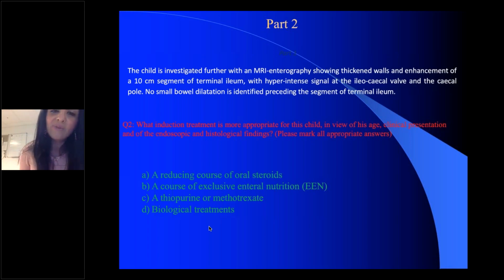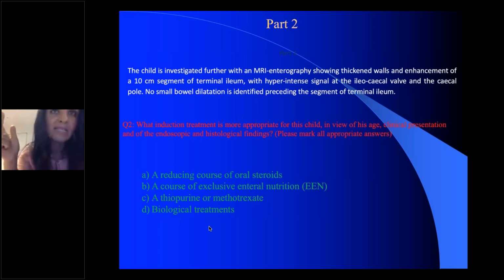And remember, I put in view of the age, in view of the presentation, histology, endoscopy, everything. And I've put here in brackets, mark all appropriate answers. So actually, I'm going to give A as correct. A reducing course of oral steroids is correct because it's a possible effective option for induction of remission in pediatric Crohn's. It's not our first-line therapy, but actually it can be. EEN is definitely preferred as first-line therapy. It's highly efficacious. It improves the patient's nutritional status and also protects the child from side effects. But actually, you can also give this child steroids. So I would accept A and B.